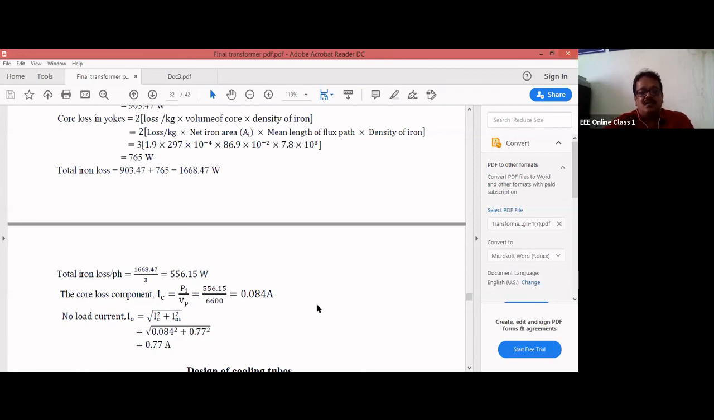Tomorrow we will take the derivation of leakage reactance. Tomorrow morning, the first hour, we will finish up the leakage reactance. That completes the revision of your transformer.